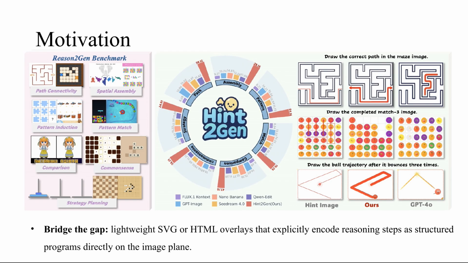To quantify reasoning-aware generation, we built the Hint2Gen benchmark. It comprises 4,000 high-quality samples across 7 core reasoning dimensions and 20 categories. These include path connectivity for mazes, spatial assembly for tangrams, and pattern induction for Sudoku and Match 3. We even included long-term strategy planning like chess. Each sample consists of the original image, a reasoning instruction, the code hint, and the ground truth. This serves as a rigorous testing ground for evaluating whether models truly understand physical and logical rules.